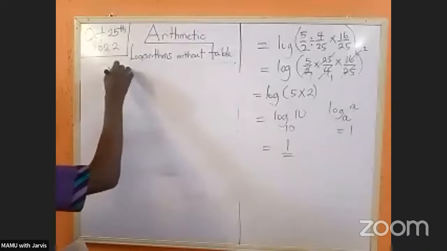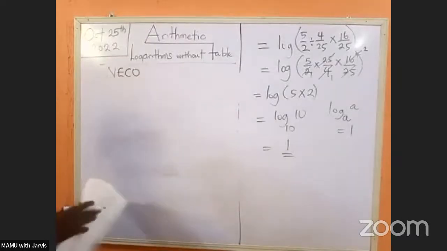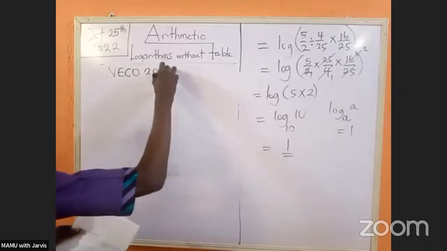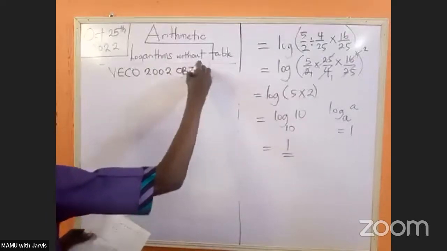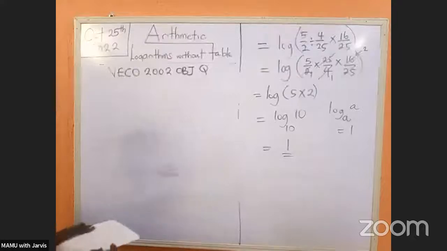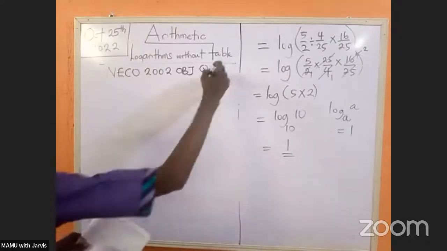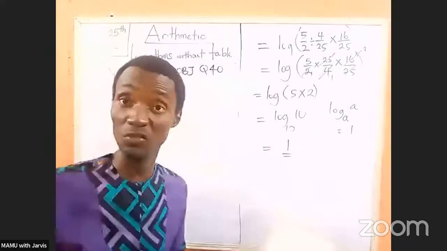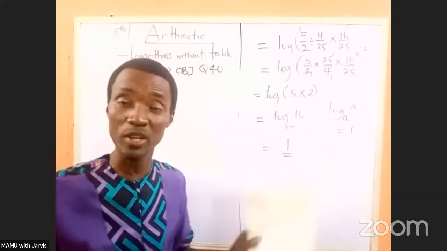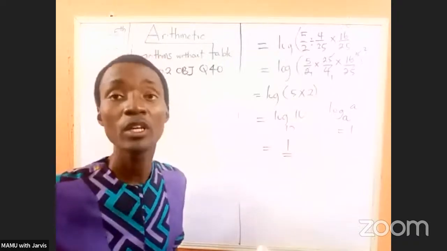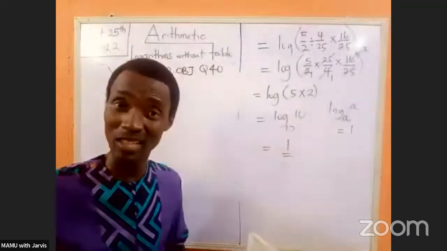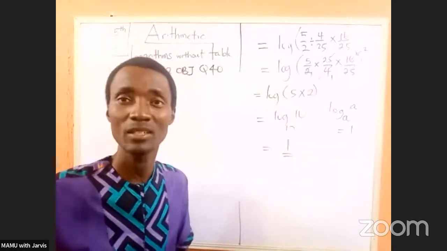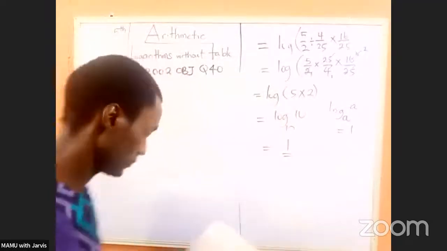So this is NECO 2002 OBJ question 40. We actually have two questions here on logarithm, which appears to be the pattern of NECO and some of these exam bodies. If you're able to get two questions, that means you're already sure of 2 over 50 or 60. And that's an encouragement for you.